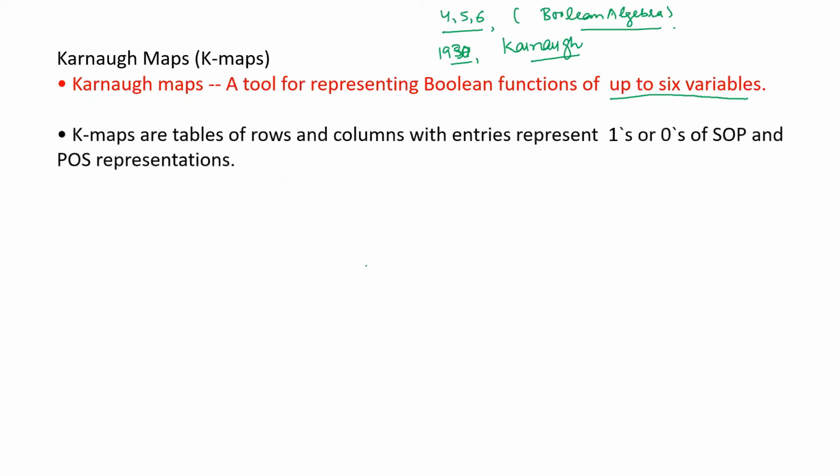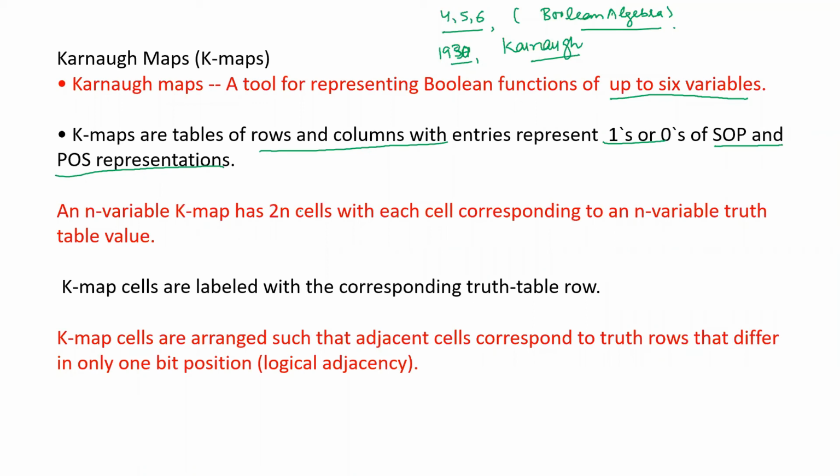So in K maps, what do we have? You have rows and columns with entries represented as ones and zeros, of some sum of products and product of sums representation. We will be discussing them in detail.